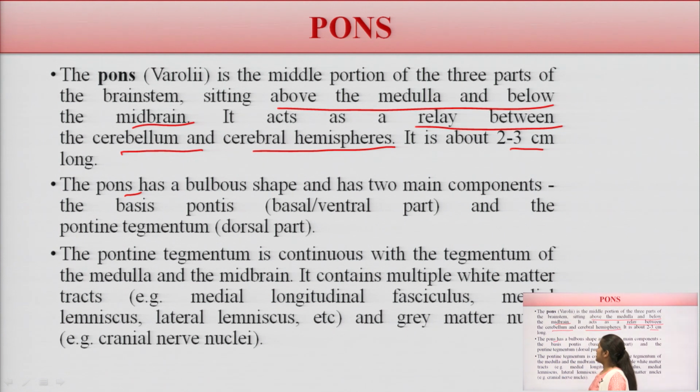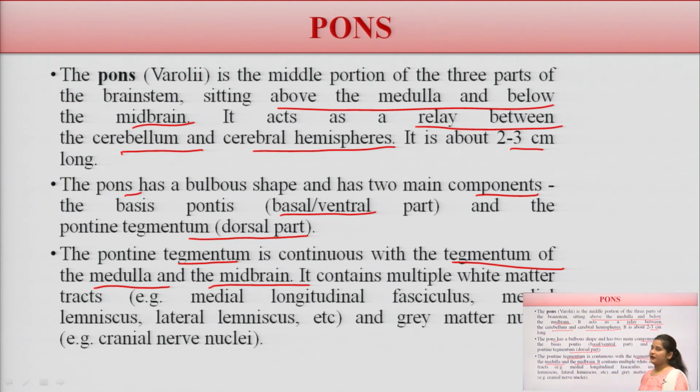So, the pons has a bulbous shape and has two main components: the basis pontis, that is the basal or ventral part, and the pontine tegmentum, that is the dorsal part. Now, the pontine tegmentum is continuous with the tegmentum of the medulla and the midbrain.